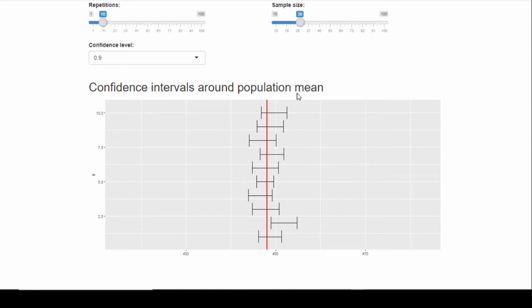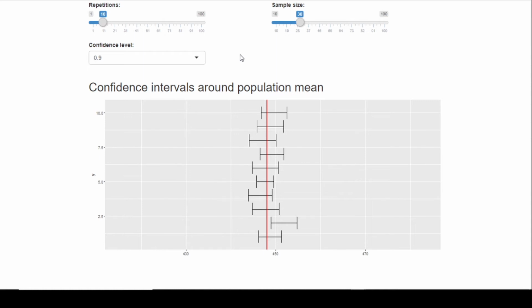Now, if you look at the first confidence interval, the interval set up from the first sample, you can see that it does contain the red line. So the unknown population mean mu is included in that interval. That's also true for the second confidence interval, the third one, and so forth. It's only the second last confidence interval that does not contain the unknown population mean mu, so it does not contain the red line.